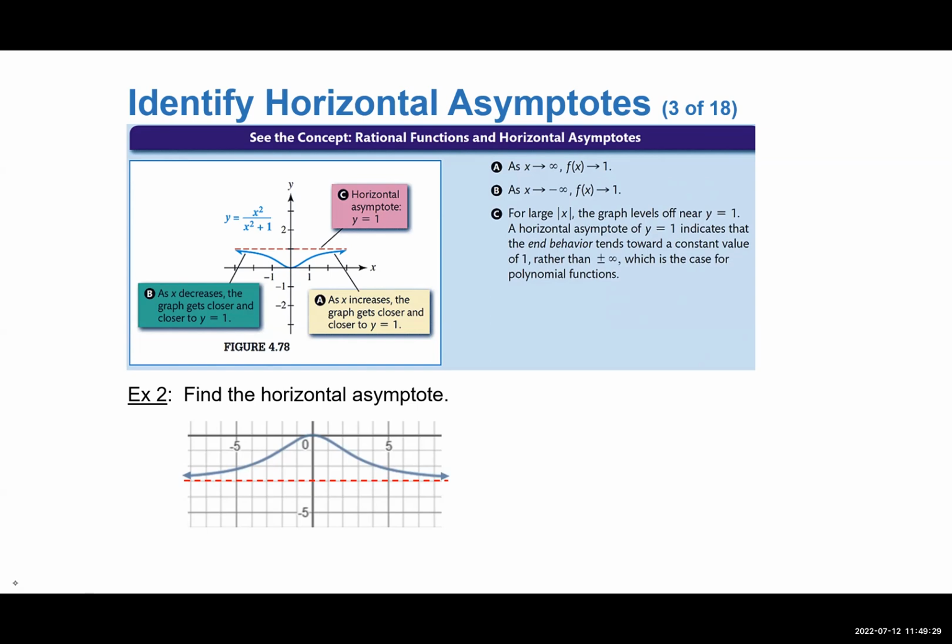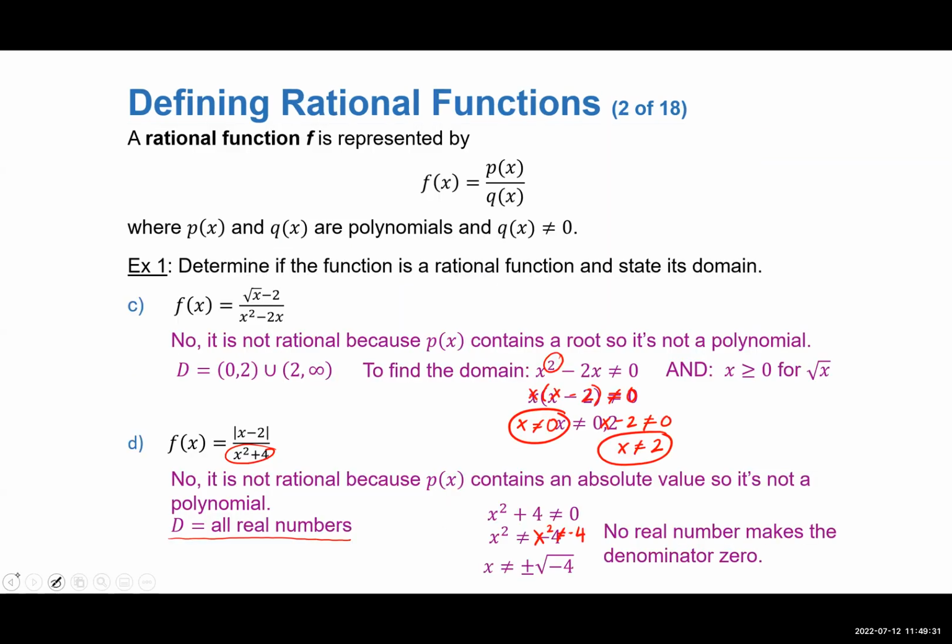Okay, first off, let's wrap up example one. Example one is all about figuring out what a rational function is and finding the domain. Remember, rational functions are where you have a polynomial over a polynomial. And remember that the denominator can never equal 0. You're going to use the different strategies in your toolkit to figure out what would make that denominator 0.